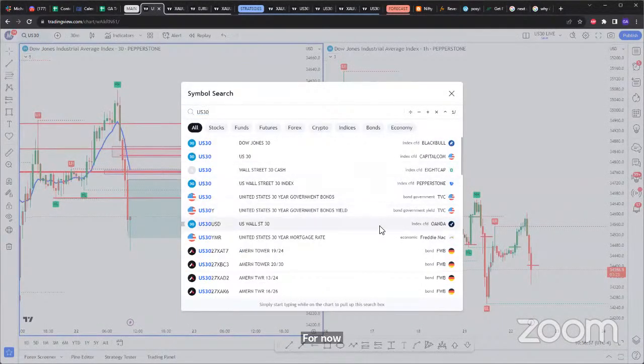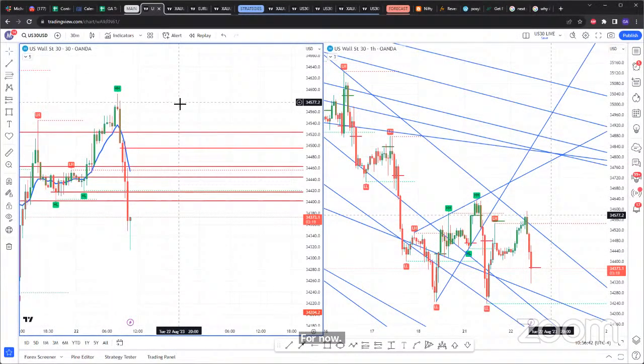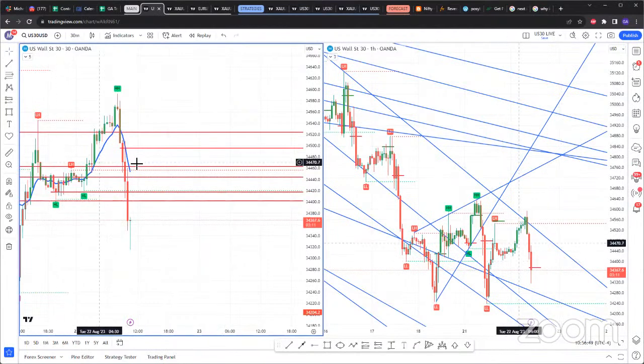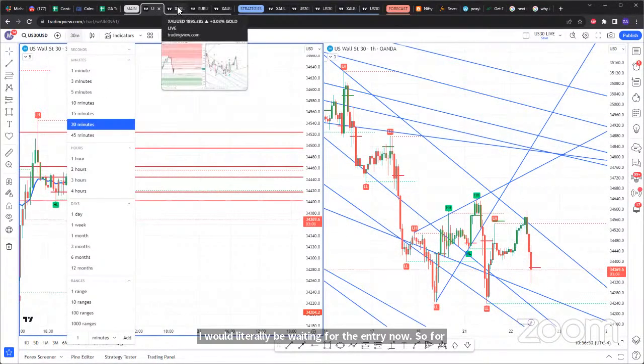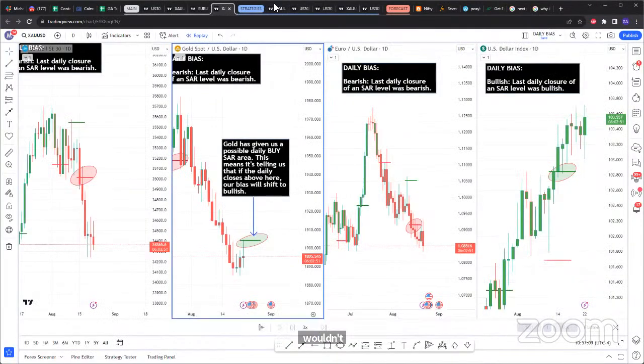So for example, right now, even before we took those trades, if I was trading on the 30-minute time frame, my entry would be somewhere here. I would literally be waiting for the entry now. Most of the time, as Desire said, sometimes you would get a trade, even on the 4 hour or 1 hour, and you told me you didn't see it on your chart.